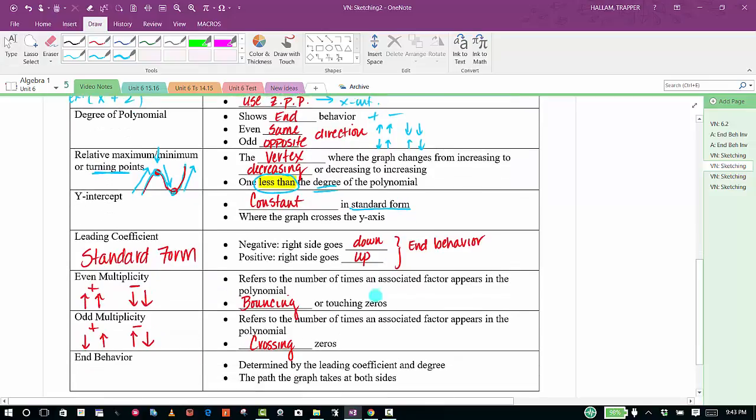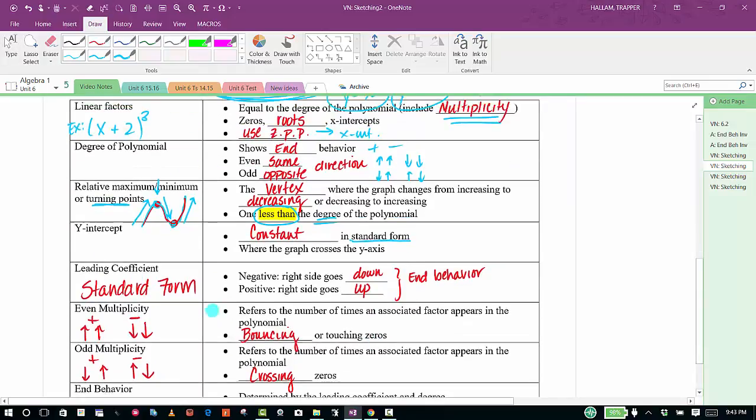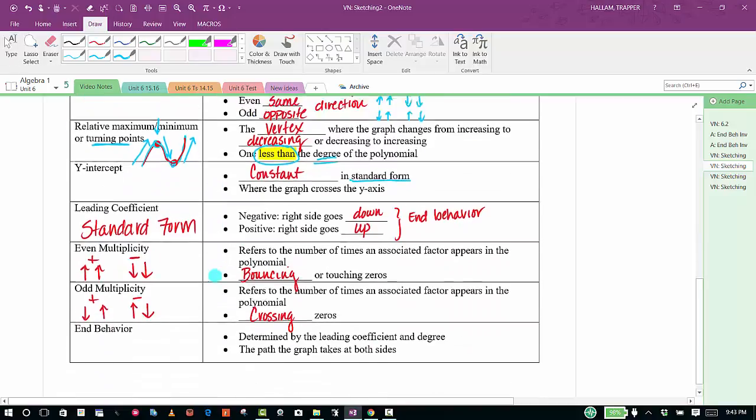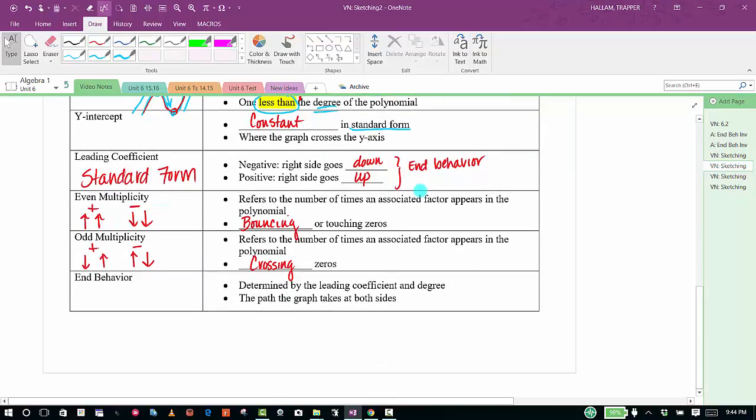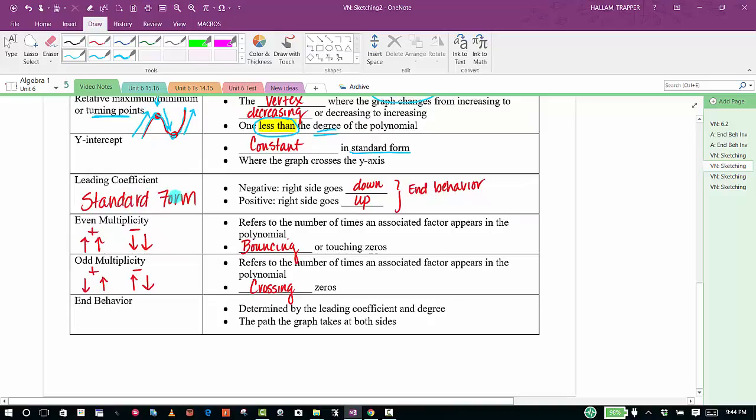All right, go back to the leading coefficient. We talked about the degree, right? It tells us end behavior. We kind of cheated a little bit. The negative and positive is for the leading coefficient, but it's all tied together. So the leading coefficient, again, in standard form. Don't do it in any other form because it could be not the real leading coefficient. So make sure it's in standard form.